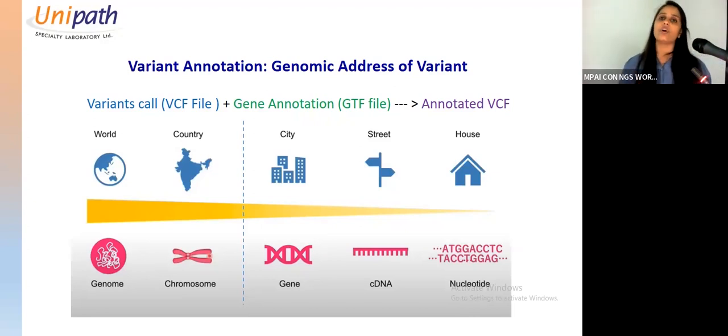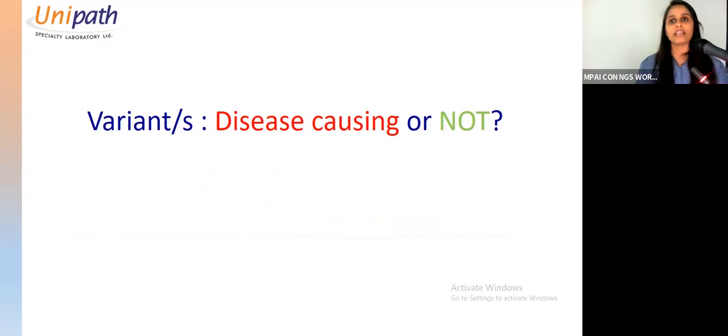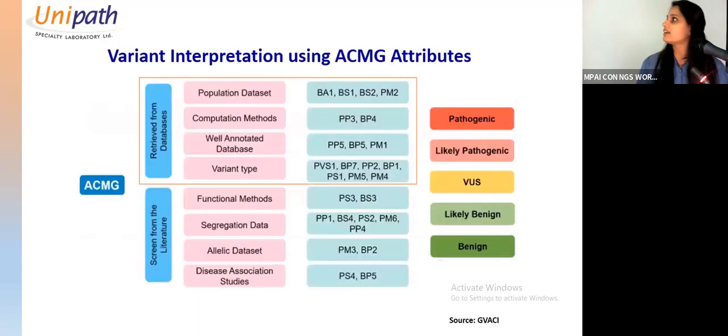Now again, you have the annotation. But after that, what? Whatever variants are discovered, are they pathogenic? Are they disease causing? No, right? So how do you do that? Again, many tools are there which come to your rescue, and many criteria which help guide that.